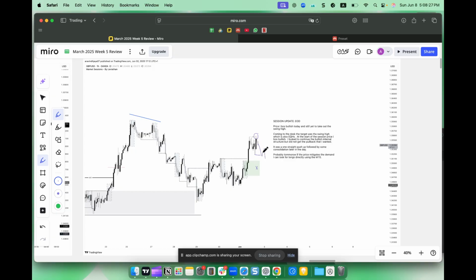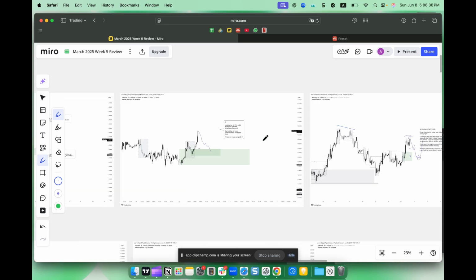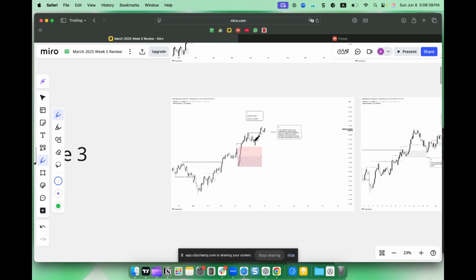Once the price reaches this demand zone, I'll be looking for the price to CHoCH bullish, a freshly formed POI. Then I can look for buys targeting this high. So that's the game plan. Let's see what happened on the next day.